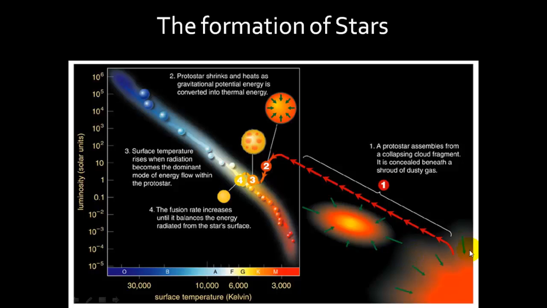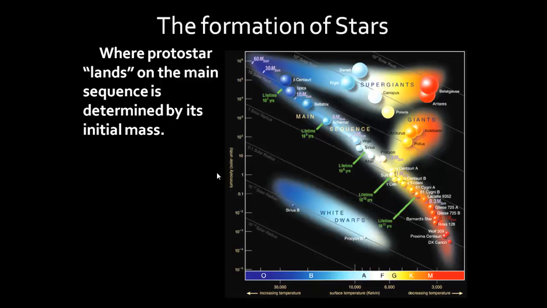This is the formation of the dust cloud. It moves along this path as it collapses, and then starts to burn here at point 2. So basically 3 is the formation of a star. With the protostar, where this gas cloud is starting to collapse, it starts to heat up and will start to glow because it becomes so hot. And then it lands on the main sequence at whatever point it is here, and then it will start to fuse. So where the protostar lands on the main sequence is determined by its initial mass.